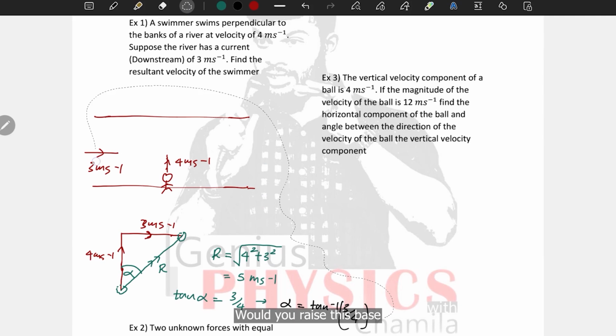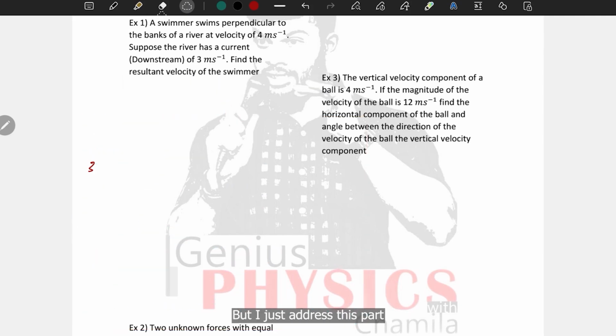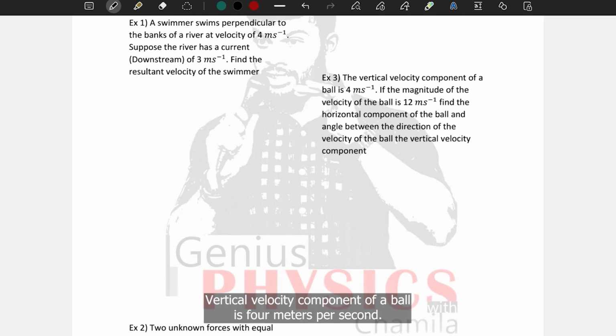Example number 3. Let me do example number 3 for you. I just erase this part to get some space, as we need more space. The vertical velocity component of a ball is 4 meters per second. If the magnitude of the velocity of the ball is 12 meters per second, find the horizontal component of the velocity of the ball and the angle between the direction of the velocity of the ball and the vertical velocity component.